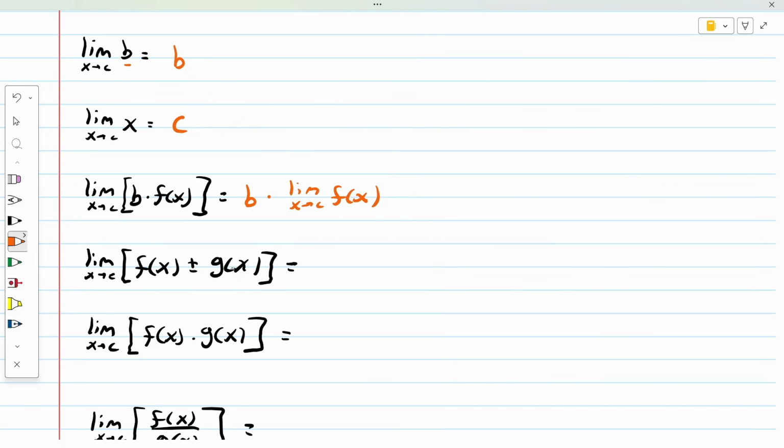Now let's do the sum and difference rule. So this could be plus or minus, and the rule will apply in the same way. So we have the limit of a function plus or minus another function. Well, in this case, we can just think of distributing this limit in and say the limit as x approaches c of f of x plus or minus the limit as x approaches c of g of x.